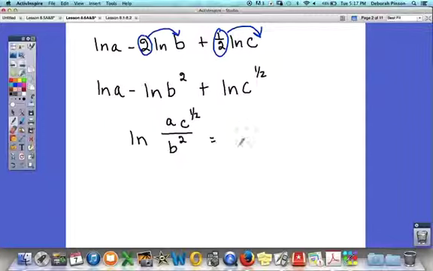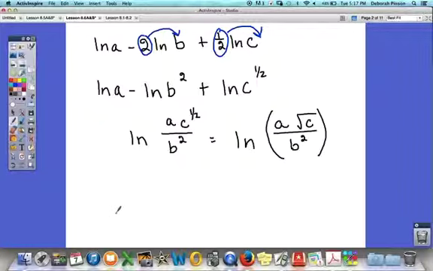Now this is great, but I think I can do just a tiny bit better because C to the 1/2 power is the same as square root of C. It's like it's a 2 there and a 1 there. So I think it'd probably be a little better to write it that way. Maybe I'll put parentheses around it.